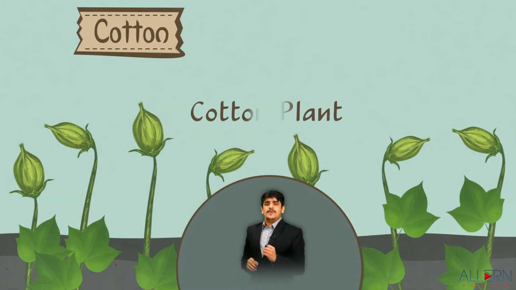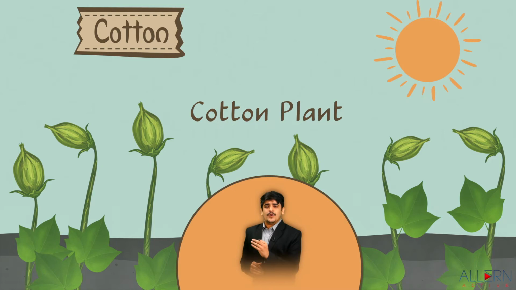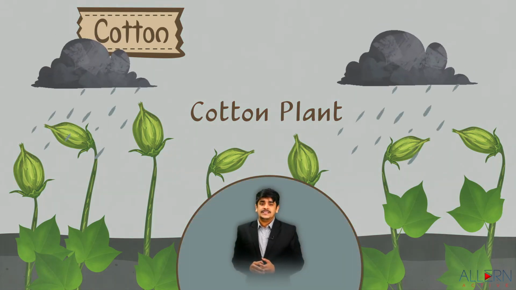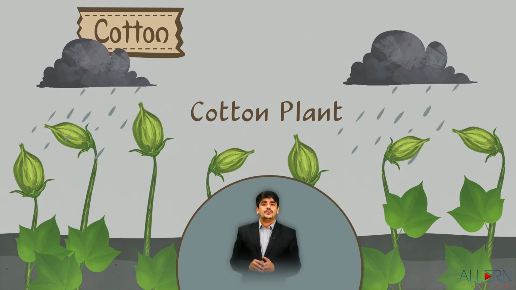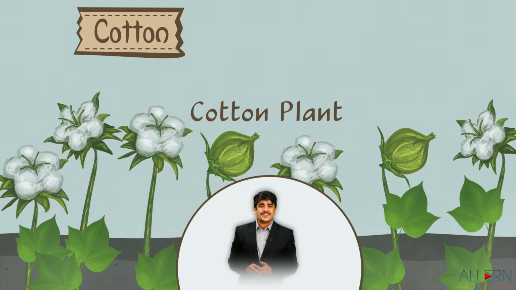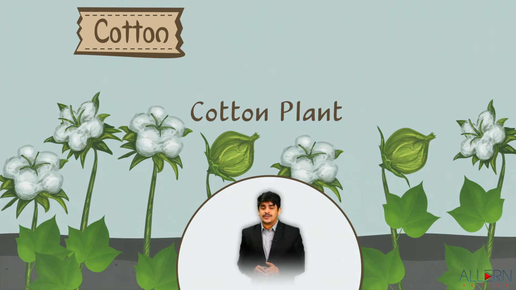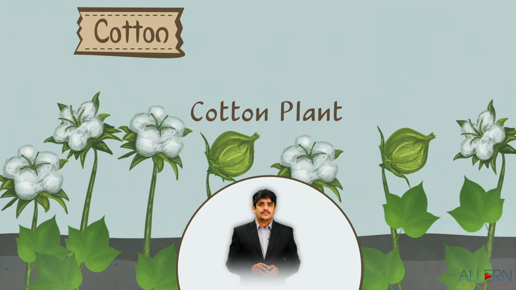So we have the cotton plant over here receiving ample amount of sunlight and now also receiving ample amount of rain. These particular cotton flowers are now going to bloom and they are going to give me cotton fruits called cotton bolls. So what you are seeing on the screen right now is basically the fruit of the cotton plant, which is called a cotton boll.